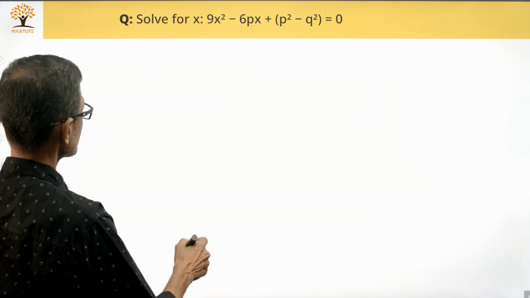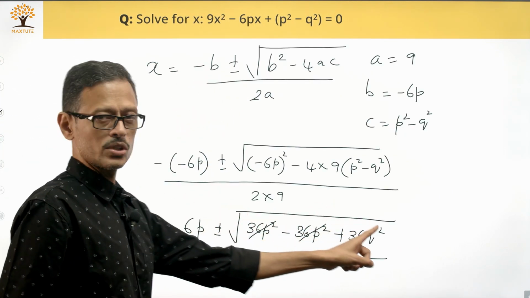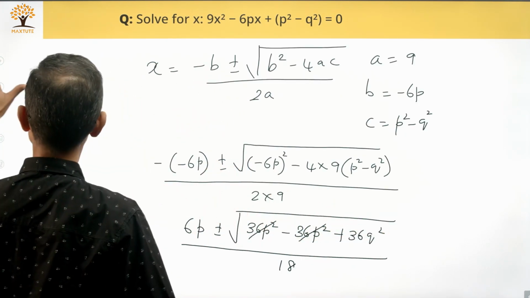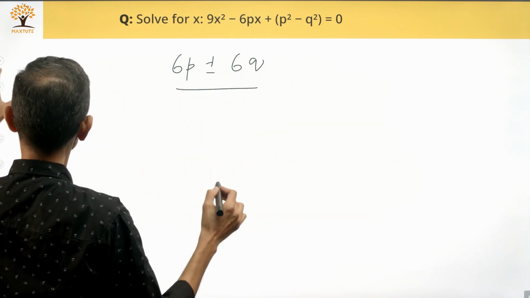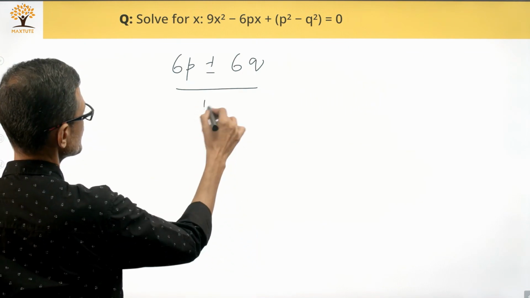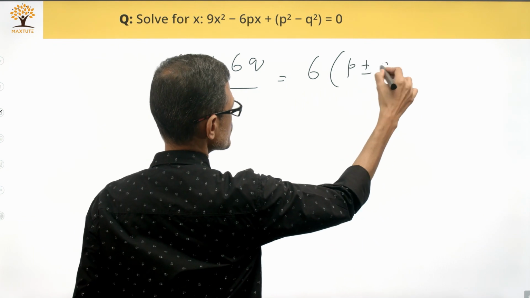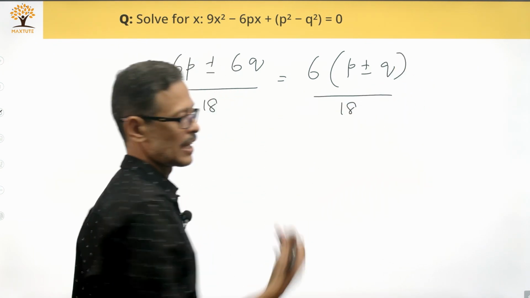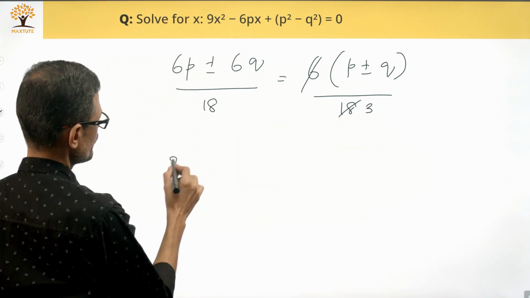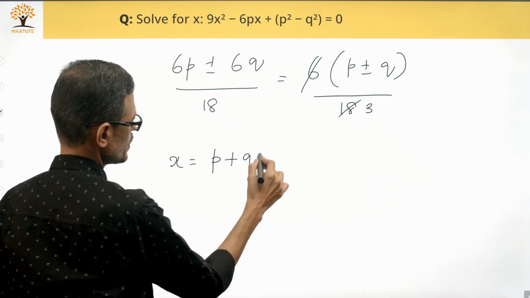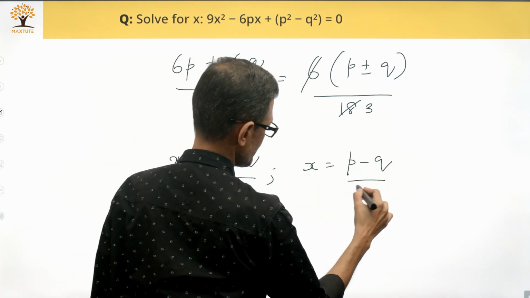So that will leave us with 6p plus or minus square root of 36q square, which is nothing but 6q. So 6p plus or minus 6q, divided by the denominator, which is 18. Take 6 common in the numerator. So 6 times p plus or minus q, divided by 18, is the value of x. 6 cancels with 18 to leave us with a 3. So one value of x is equal to p plus q divided by 3. The second value of x is equal to p minus q divided by 3.